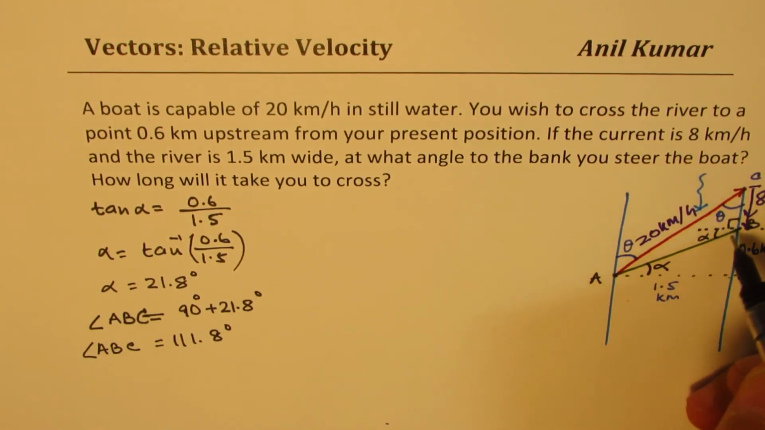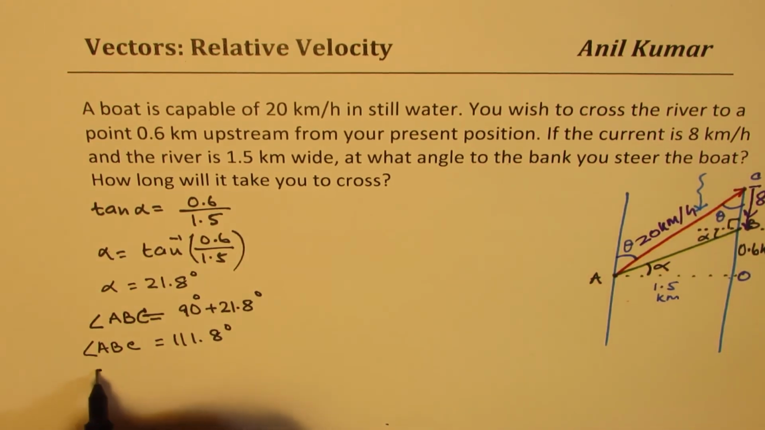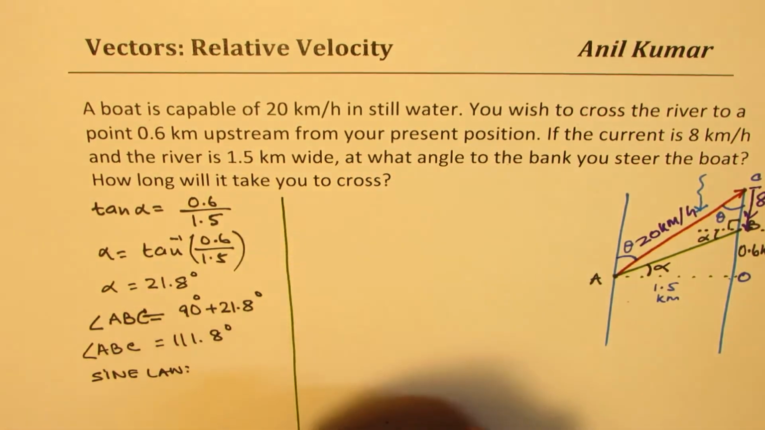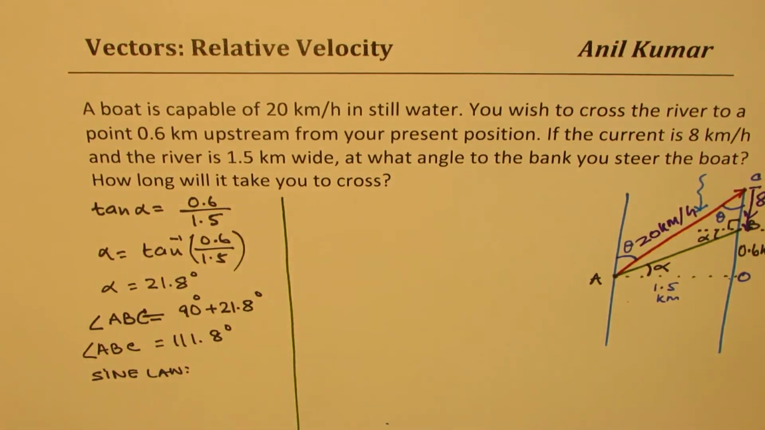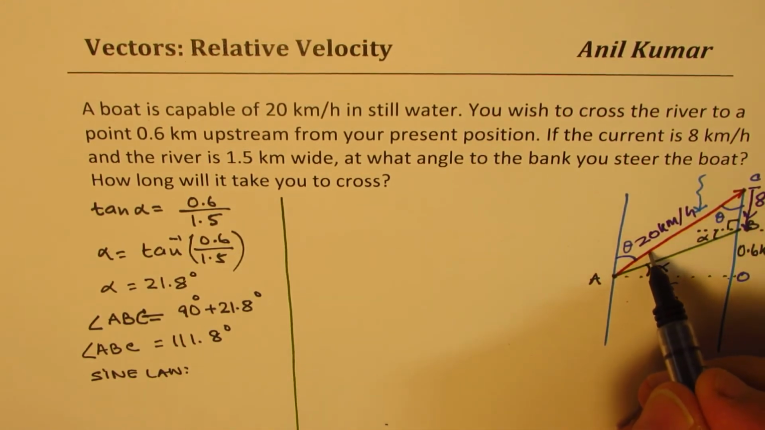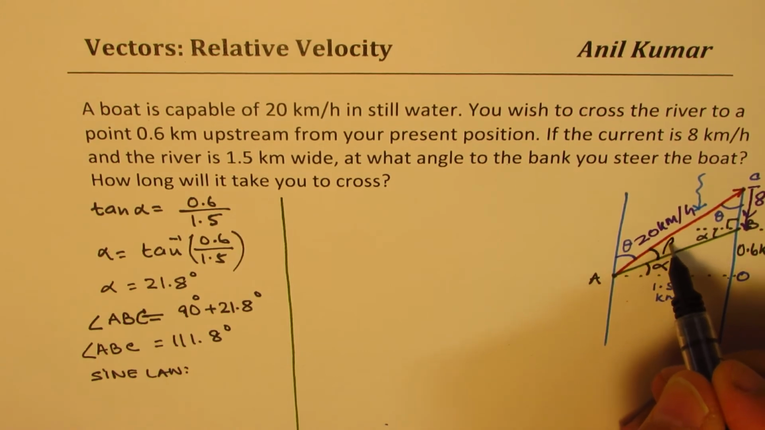Now we know the combination of angle and the side opposite, so we can use sine law. Perfect. Now we can use sine law to solve our triangle. That is what we are going to do now. We know this combination. We can find the angle theta, but before that we'll have to find this angle. Let's call this angle beta.